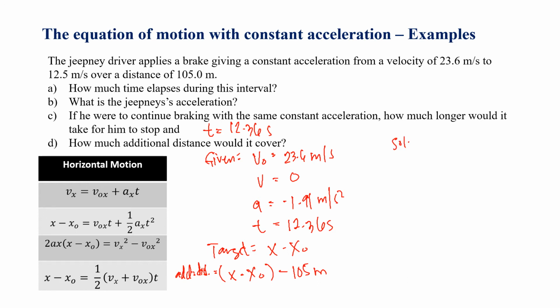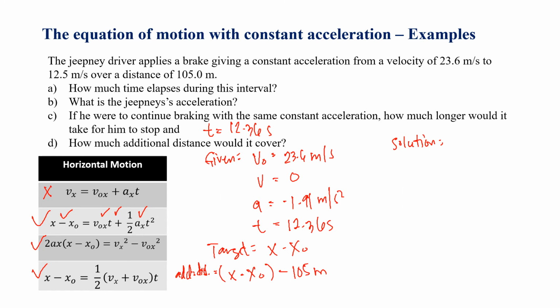Okay, let's solve the problem. Can we use equation number 1? It is obvious that equation number 1 does not contain the x minus x naught term, so we cannot use this one. How about equation 2? You have your x minus x naught term, you have your initial velocity, we have also the time, we have the acceleration, so we can use equation 2. We can also use equation number 3. Also, we can use equation number 4.